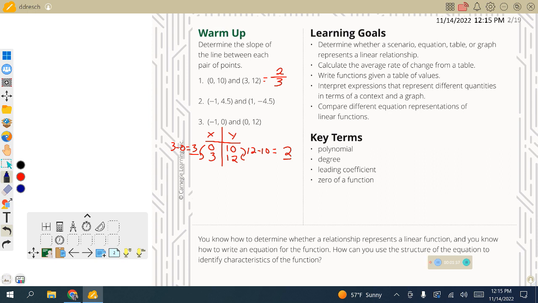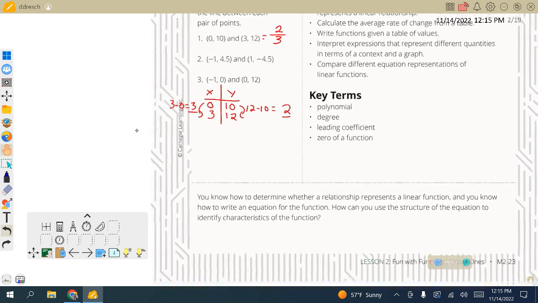Now, this is where our calculators are going to be a little bit nicer. Let's do the same thing with number 2. Let's make a little new table for number 2. We should still have some room on this page. I'm going to do it in a different color just to draw our attention to that.